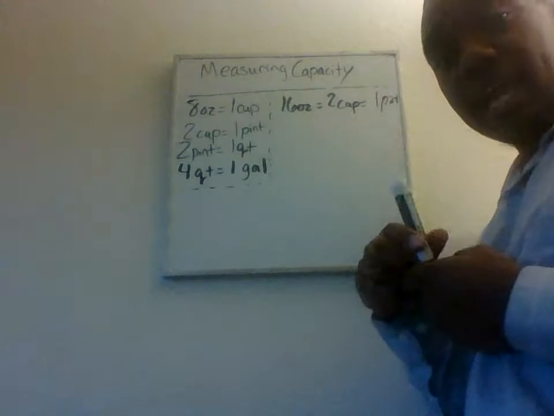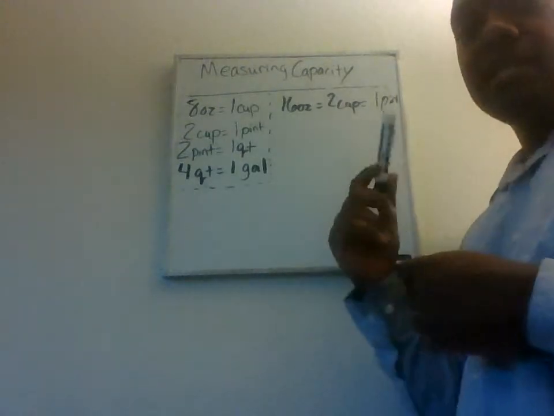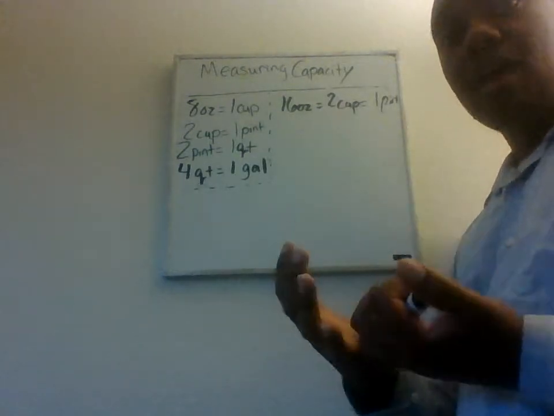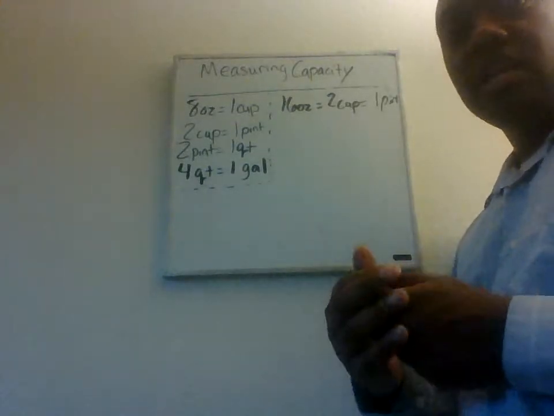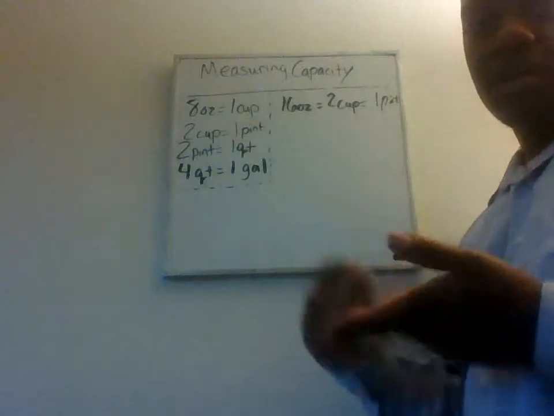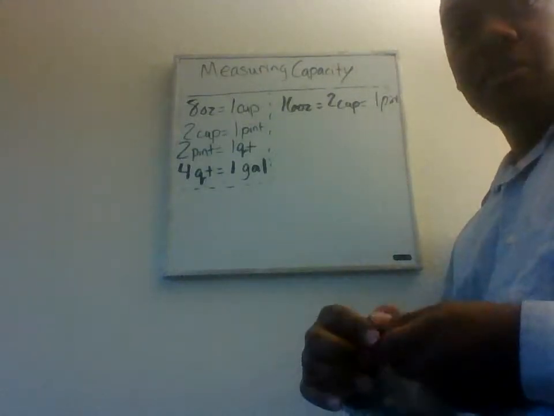A lot of people will say that this is because a pint should hold 16 ounces of something, which would be a pound, and we'll talk about that when we get to weight. So a lot of times it's called a liquid pound. It's just an old saying. Some people use it still.